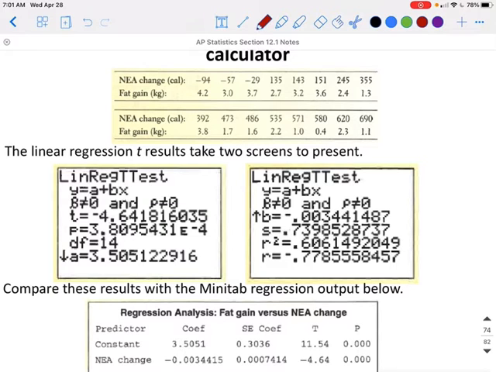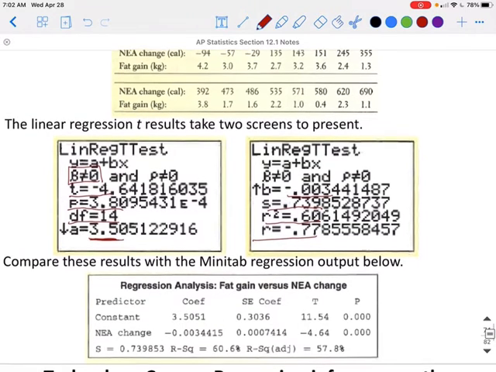At the beginning of the screen, it's going to tell you your alternative hypothesis, what it was. It's going to tell you the t-value, the p-value, and the degrees of freedom. Then it's going to tell you for your regression line what the letter value for A is. If you scroll down, it'll tell you the slope or your B value. It'll tell you the S, the R squared, and the R value.